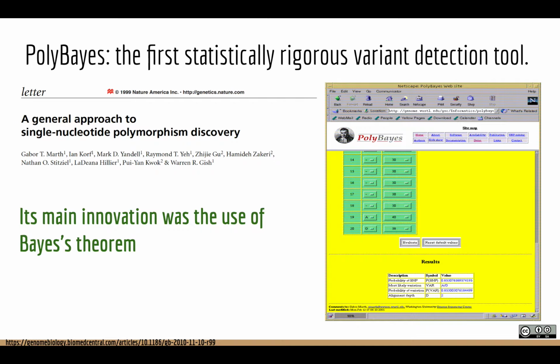So Gabor published this paper, and it was a big splash because it was the first paper to leverage Bayesian math to really improve the accuracy of SNP calling from Sanger traces. And I don't think he gets enough credit for this. It really changed the way the detection of genetic variation was done. Basically every variant caller today using modern DNA sequencing technologies uses this basic framework. So he deserves some praise there.